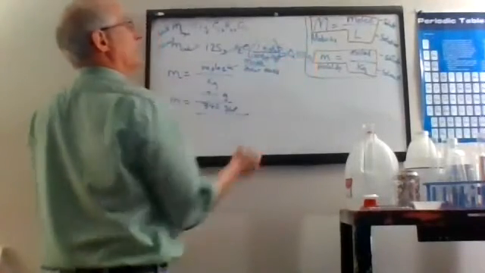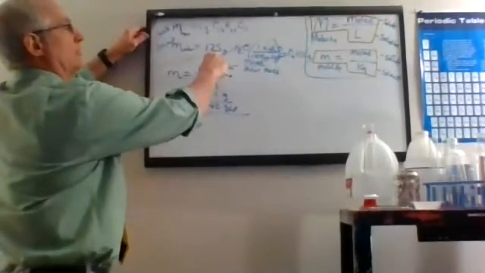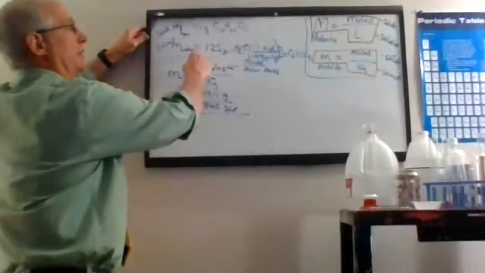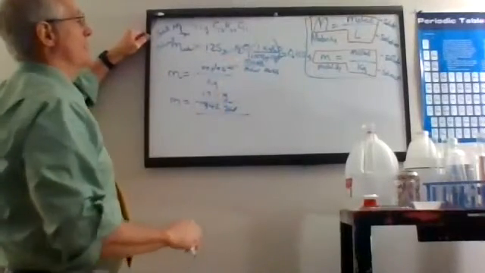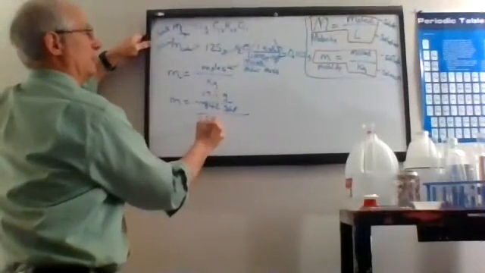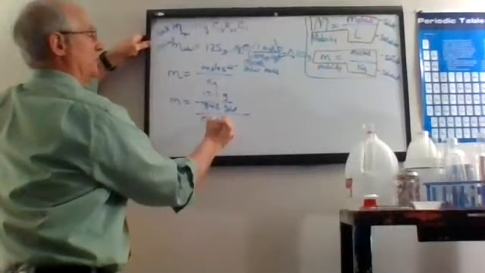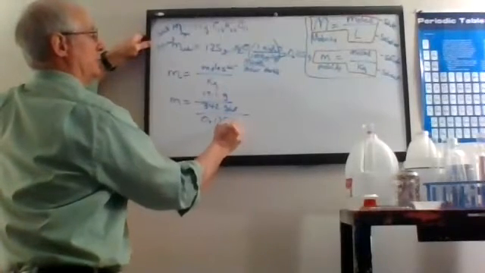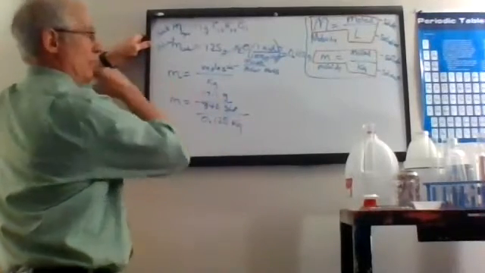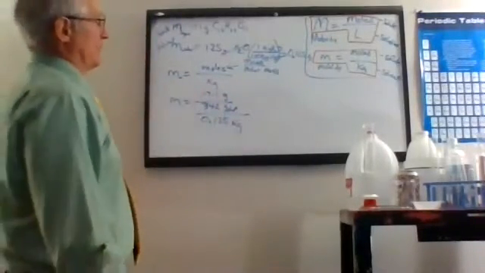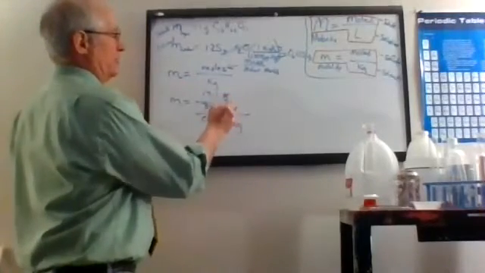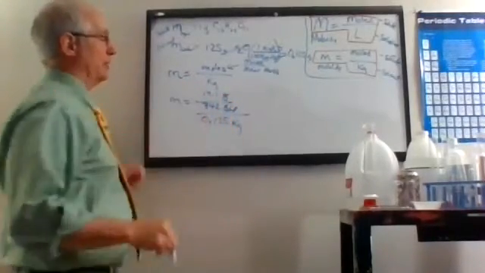kilograms. How many bunny hops? 1, 2, 3. That's dividing by 1,000. And so we're going to put 0.125 kilograms. And so when we cancel the grams, we're going to get moles per kilogram as our answer.